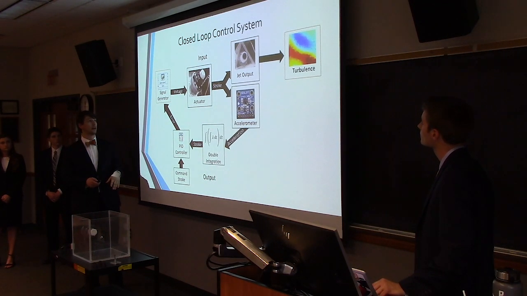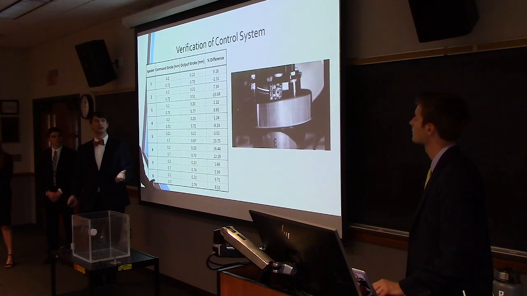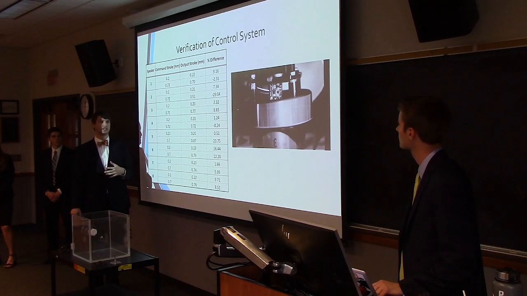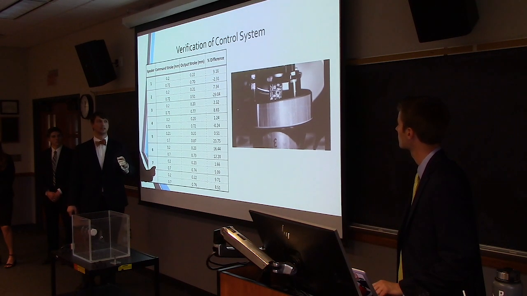Also with that, we wanted to verify that it's actually working. So on the right is a video of the accelerometer moving. It's actually moving at 30 hertz, which is 30 cycles per second. But this video is taken at 1,000 hertz, so it's actually extremely slowed down because we're seeing a bunch of images per movement of the accelerometer.